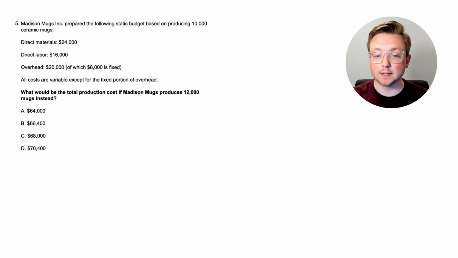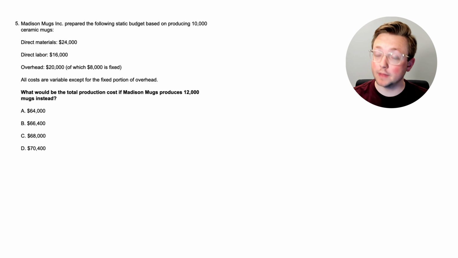All costs are variable except for the fixed portion of overhead, and we could already know that from knowing that direct materials and direct labor are typically variable costs. So again, what is the total production cost if Madison Mugs produces 12,000 instead of 10,000 mugs based on the information we have? Now, this one's not too difficult if you just think it through. Pause the video, think what we've gone over in this video, and when you're ready, come back. We'll look at the answer together.